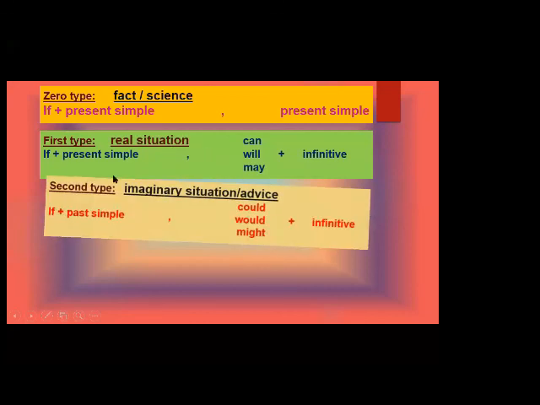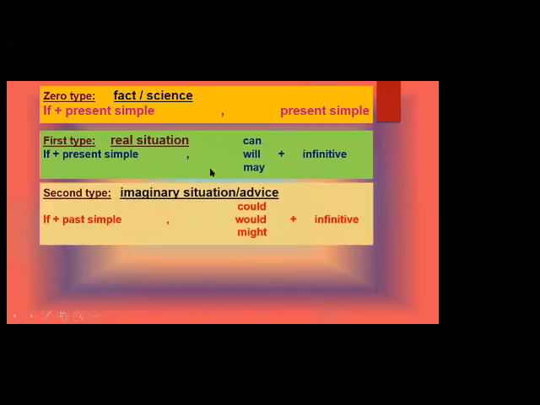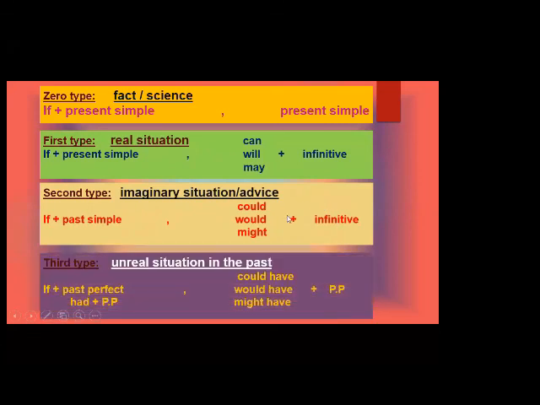In type 2, we are talking about imaginary situation. It can't happen, or we are using it for advice. So we use the past simple in the condition, would, could, might, and the infinitive in the result. Third type, we are talking about unreal situation in the past. It didn't happen in the past. So we use the past perfect and could have, would have, or might have plus the past participle.